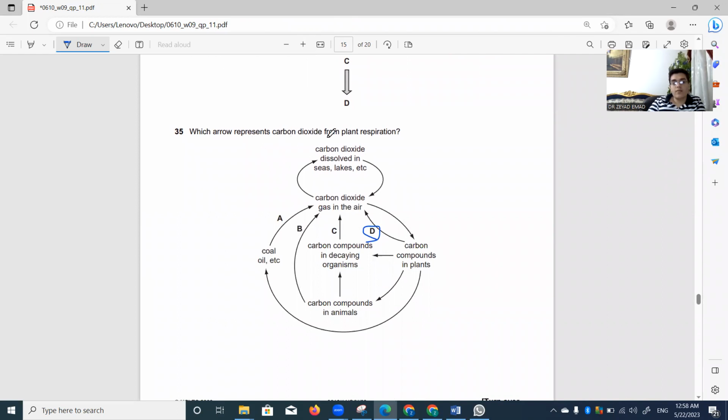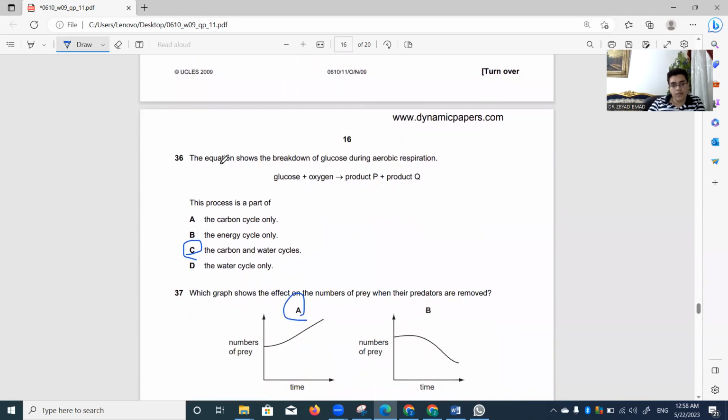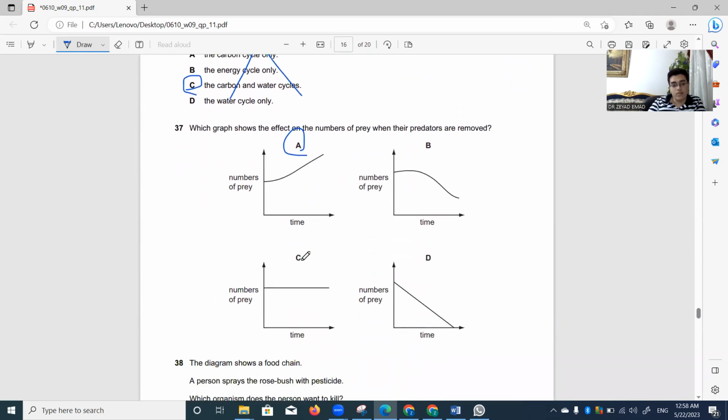Which arrow represents the carbon dioxide from plant respiration? The carbon compound in the plant means glucose. Aerobic respiration happens to the glucose, so it gives out carbon dioxide. The next question is cancelled as the water cycle is cancelled from our syllabus.